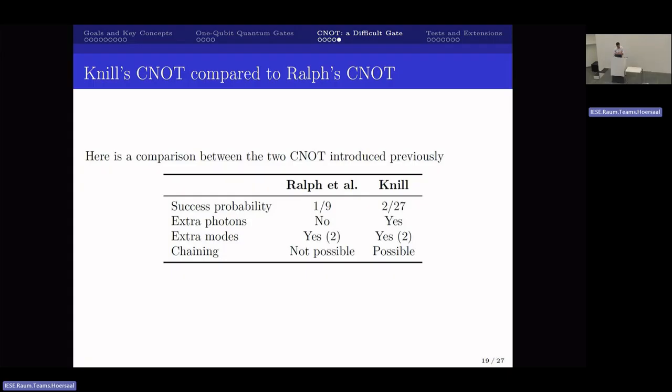So it's worse in terms of probability, but you can serialize it and chain it. I'm using both words a bit the same. The other thing to note is they both use 2 extra modes, but with Knill's, you have to generate photons into the extra modes as an input of your CNOT.